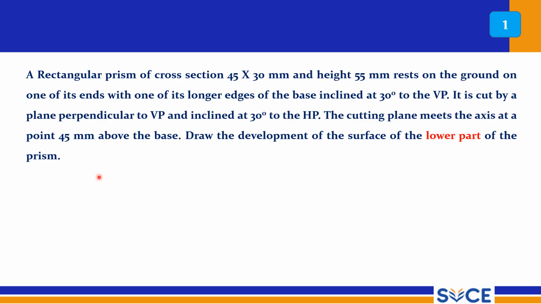So here only the lower part includes the bottom base also, right? So the lower part should be developed here, so that should be noted down. And it is a rectangular prism, and the orientation should be drawn in such a way that one of its base edges is making 30 degrees to VP, right? So with that orientation we have to draw, and we have to cut the solid at 45 mm above the base, and that plane is inclined at 30 degrees to HP. So with this information we have to proceed in this problem, a very simple problem.